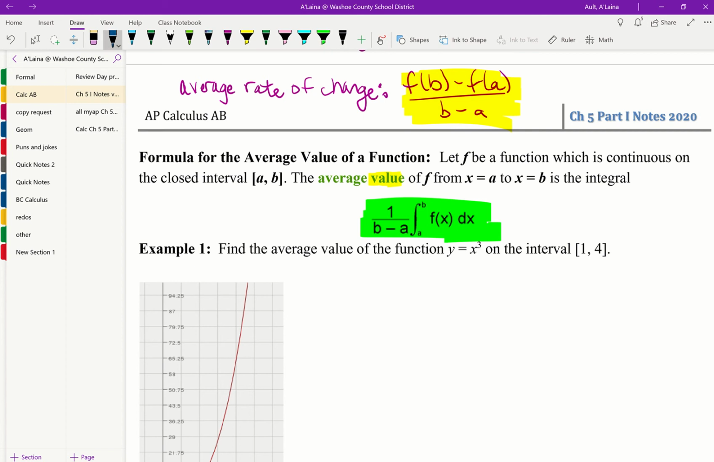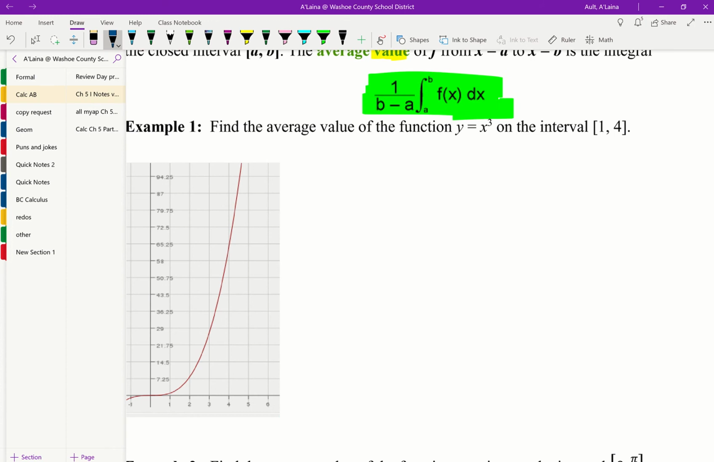So let's say we want to find the average value of the function y equals x to the third power on the interval from 1 to 4. So the average value, in this case, a and b are the starts and ends of the interval. So 1 over b minus a times the integral from a to b of our function, which in this case is x cubed. So this is 1/3 times this definite integral.